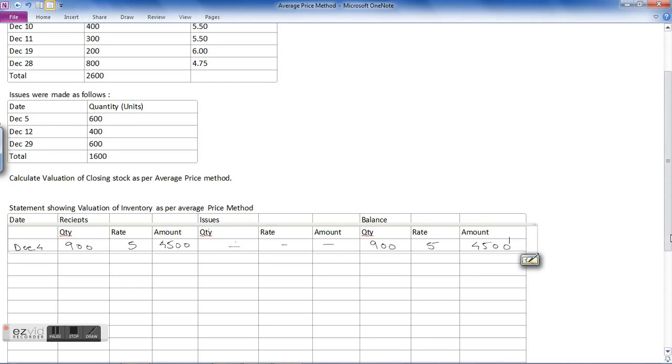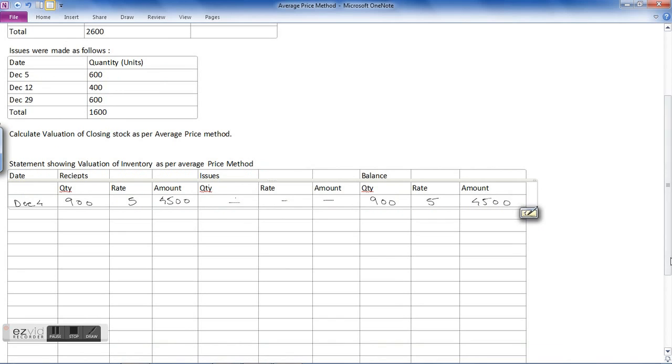Now we will see the next transaction. The next transaction is December 5. There is an issue of 600 quantity. So December 5, no receipts, issue of 600 quantities. Now the rate of the 600 will be 5. Since there was only one purchase before this, the same rate which is there in the closing stock balance will apply here. So that comes to 3,000, and the balance stock is 300 into 5, that comes to 1,500.